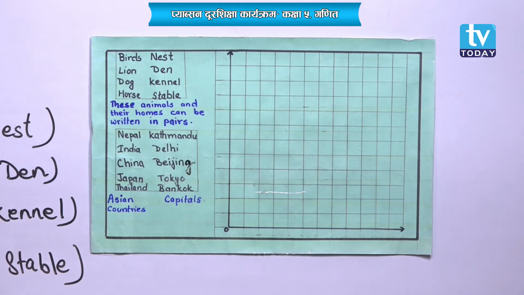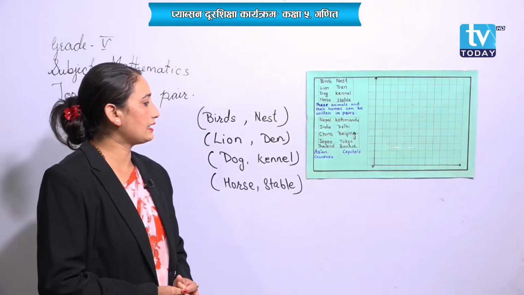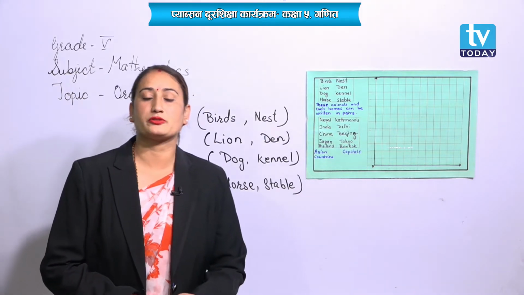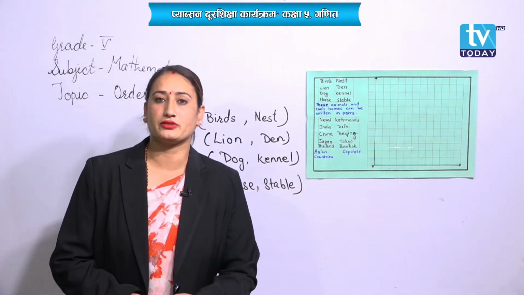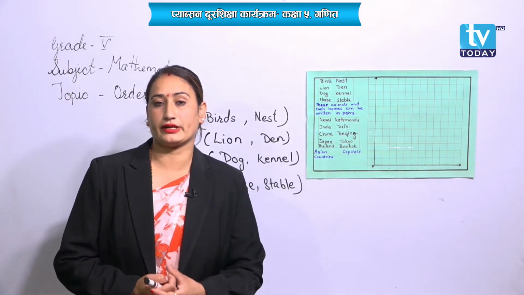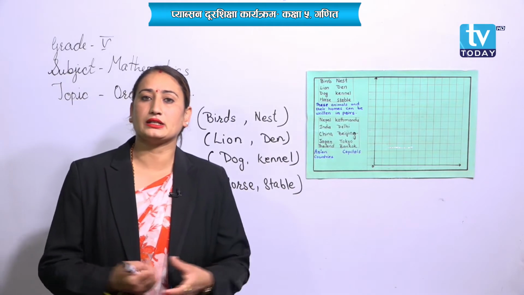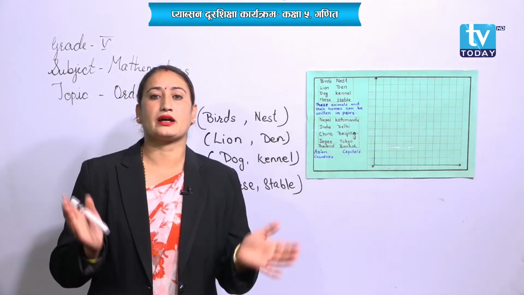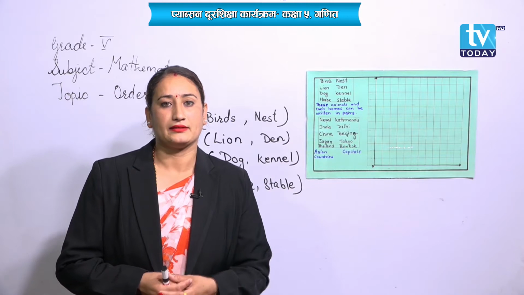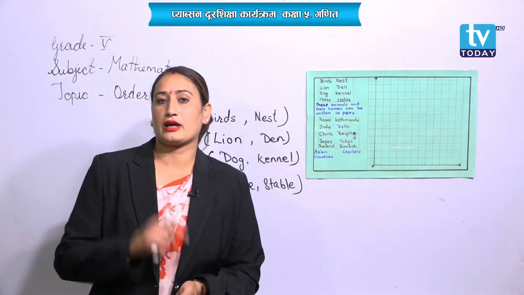You have already known about it. Nepal, it's Kathmandu. So, can you write it? Then after, India, Delhi. China, Beijing. Japan, Tokyo. Thailand, Bangkok. You have to make an ordered pair by yourself. Might be you have already written it in your notebook, right? Simply, you can make an ordered pair by using a small bracket, and in between the two things you have to put a comma.